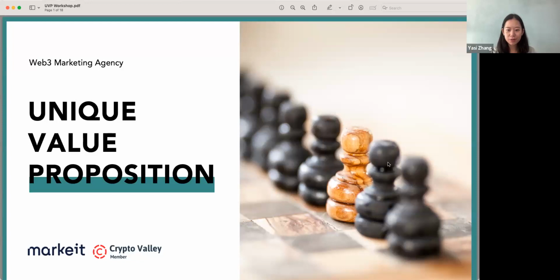Because I'm doing screen sharing, I might not be able to see all the comments. So if you can raise your hand or just unmute yourself and ask a question, that's not a problem at all. So we can start now. This workshop is called Value Proposition Workshop. The reason why it's called Value Proposition is because we use this canvas called Value Proposition Canvas as a model, as a template, to help you develop your own UVP, so you can develop your marketing message more effectively to target your target audience. It's brought to you by Markeit, or we call it Market in German. Markeit is a Web3 marketing agency. I'm the founder, and we are a member of Crypto Valley Association.